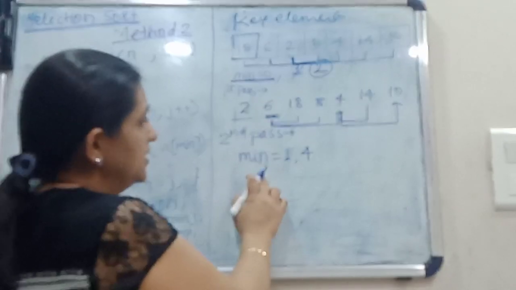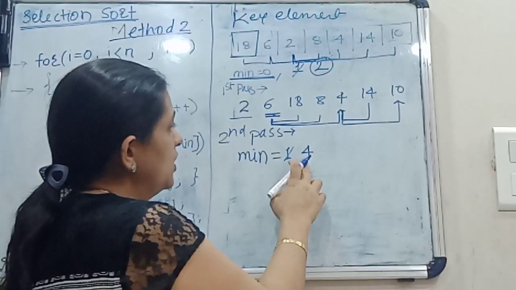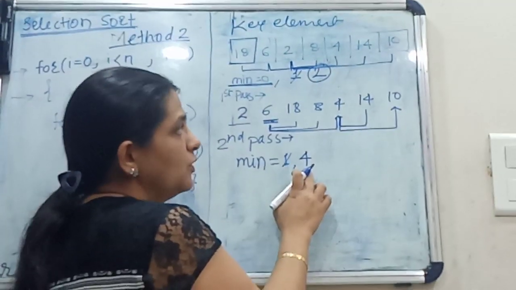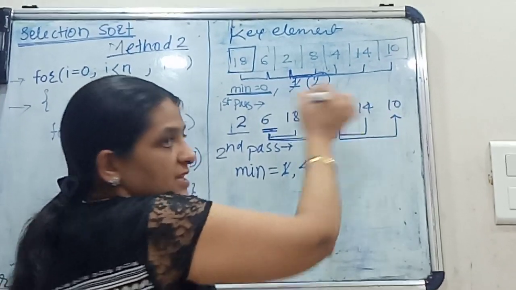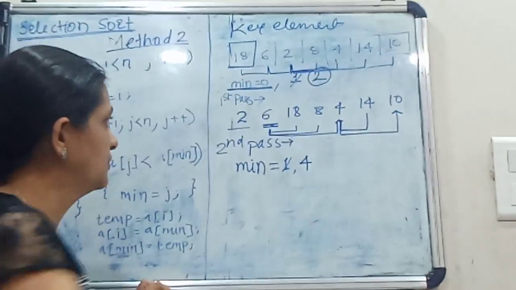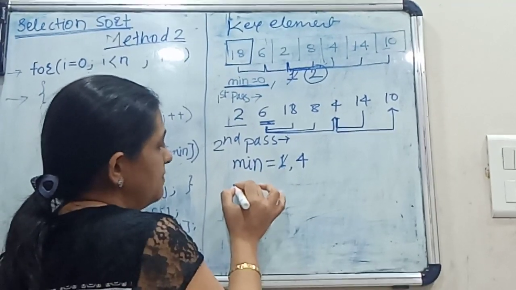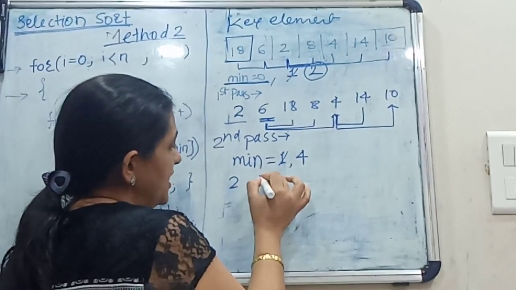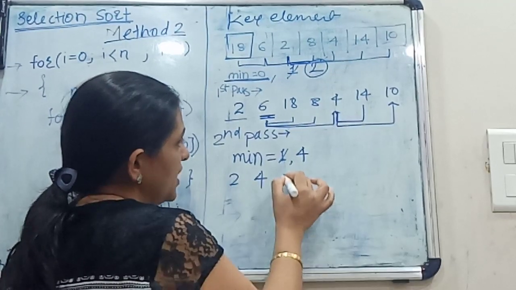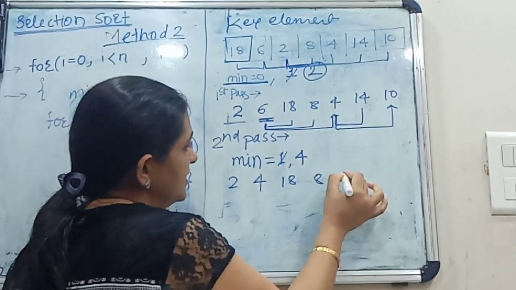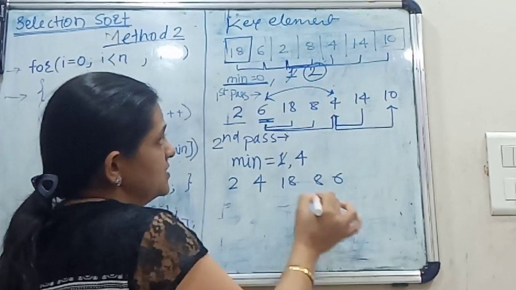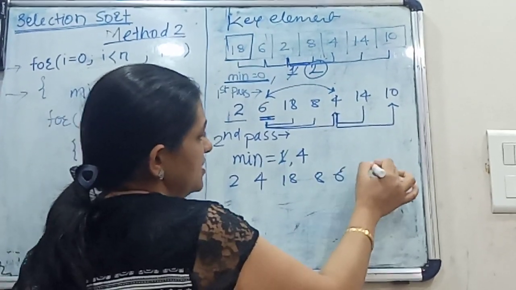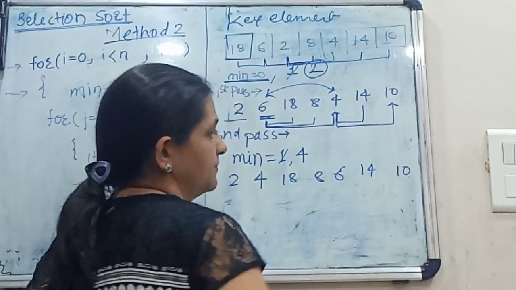So what did you get at the end of the second pass? You got that your mean is 4. So mean is 4 means what? This position contains the minimum value. So now after the second pass the array will become like 2, 4, 18, 8, 6, 14 and 10, where 6 and 4 are swapped with each other.